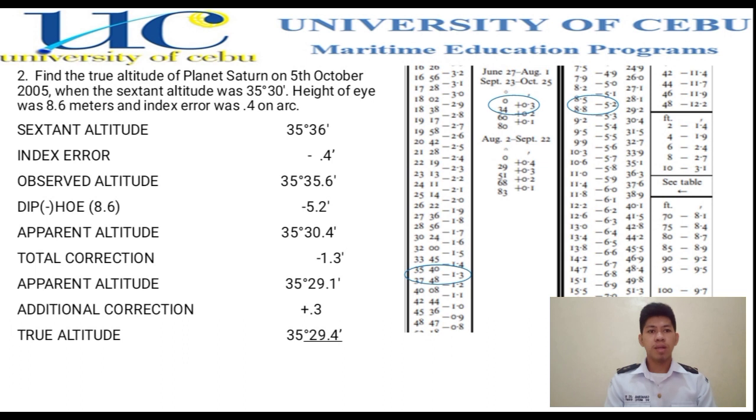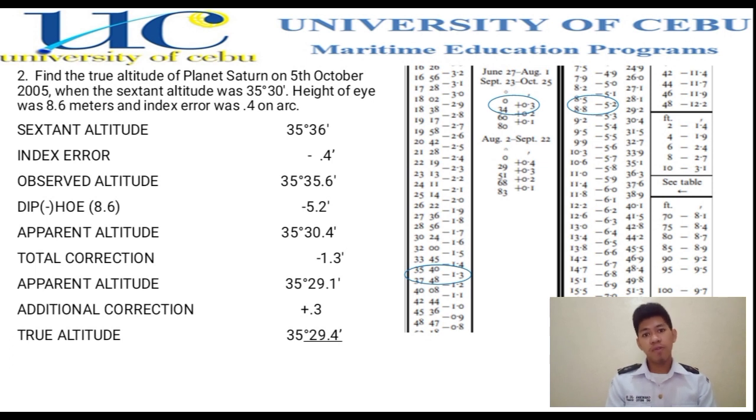Sextant altitude 35 degrees 36 minutes. Index error 0.4 minutes. Since it is on the arc, we have to subtract it. If it is off the arc, we have to add it. So, observed altitude is 35 degrees 35.6 minutes.